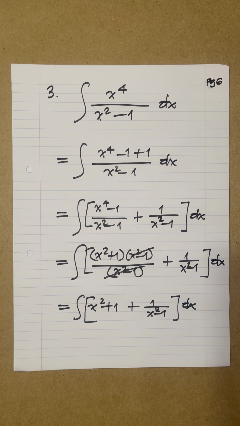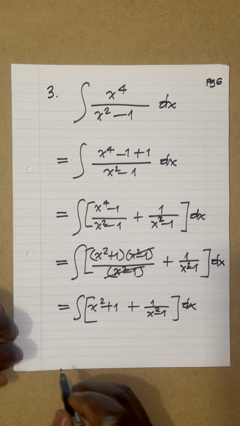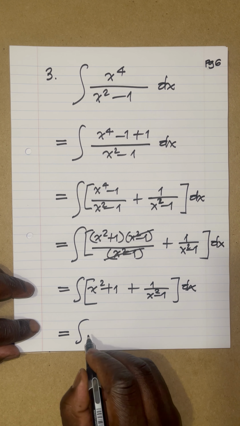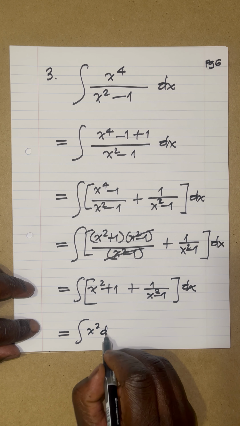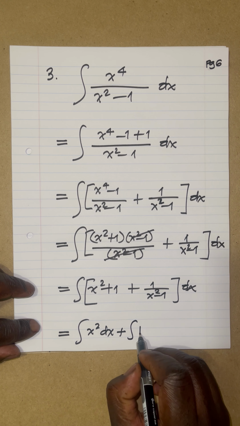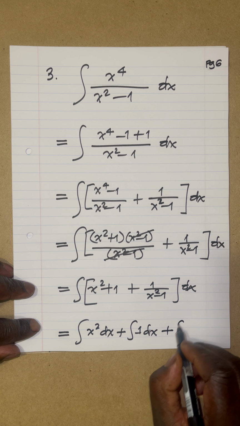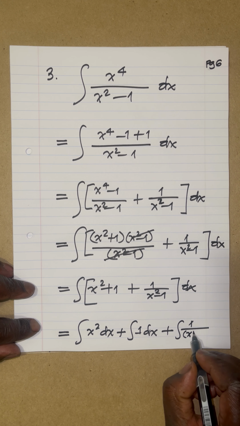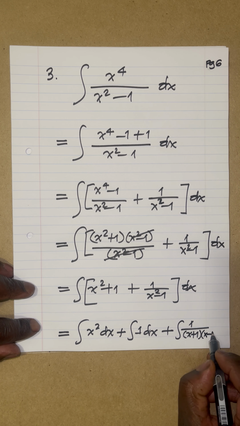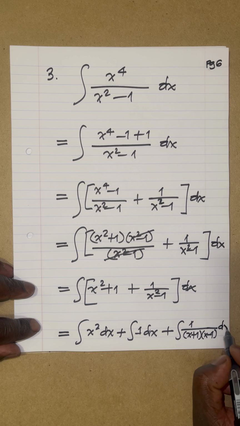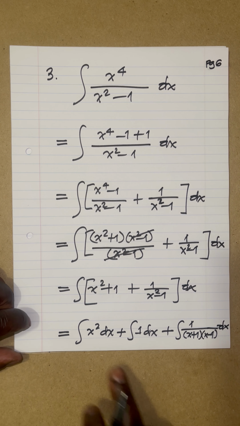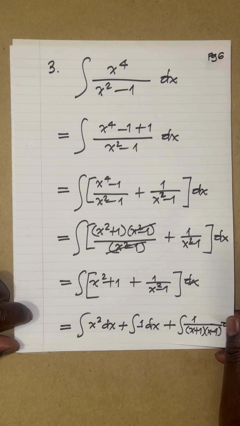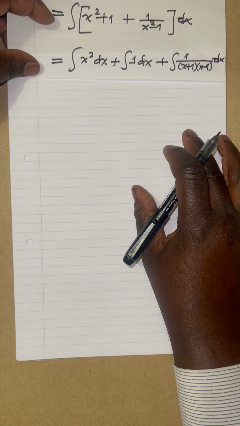Now, distributing the integral and the dx, this changes to the integral of, watch this, x squared dx plus the integral of 1 dx plus the integral of 1 over, and I'm going to rewrite x squared minus 1 as (x plus 1)(x minus 1), difference of two squares there, and then dx. Now these two integrals are very easy to evaluate, but this one here requires us to use partial fractions, which I'm going to show you, and it's quite quick.